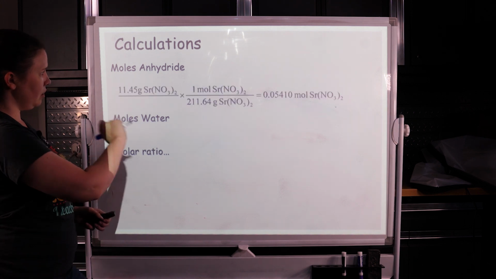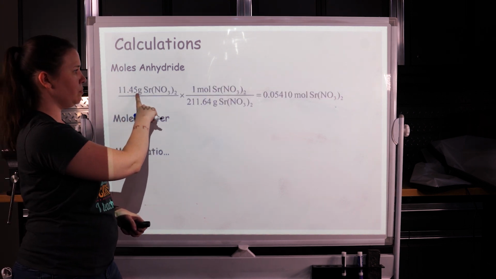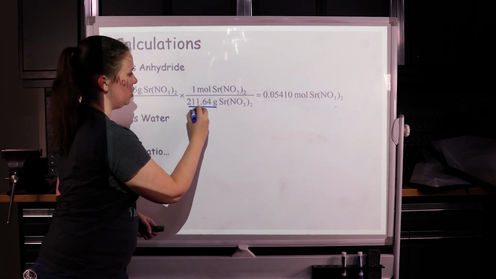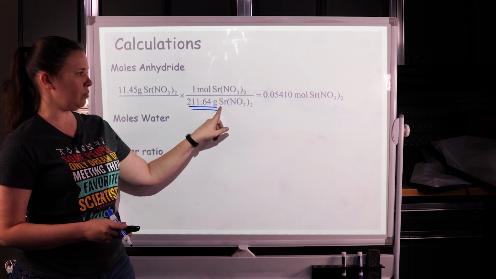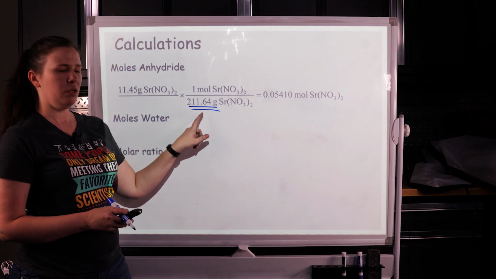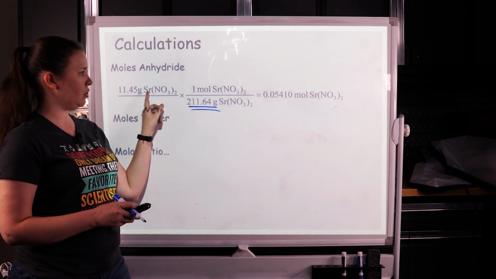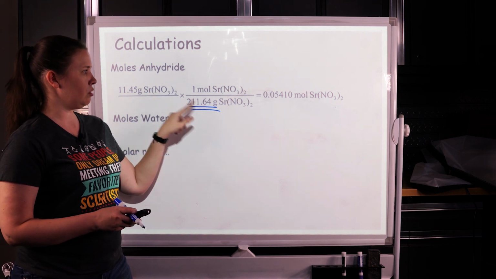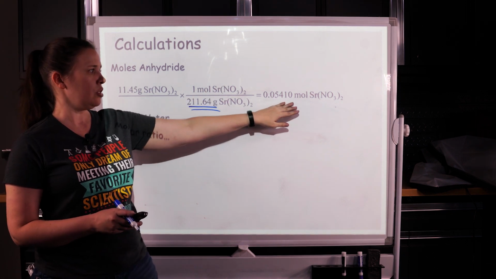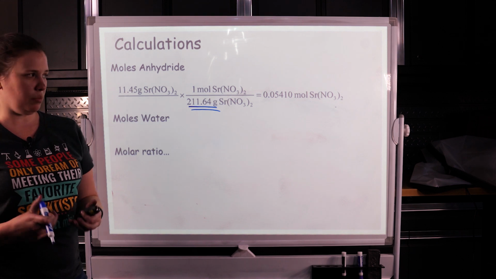So here we go. We want to get our moles of the anhydrate. With the anhydrate, that was the constant mass, the 11.45 grams. So this 211.64 would be our grams of the anhydrate per mole. What do we call that number again? That's the molar mass. So we're doing our conversion factors just like we did in the beginning of this unit. So we're using the molar mass to be able to convert to moles. So we got 0.05410 moles of this strontium nitrate.